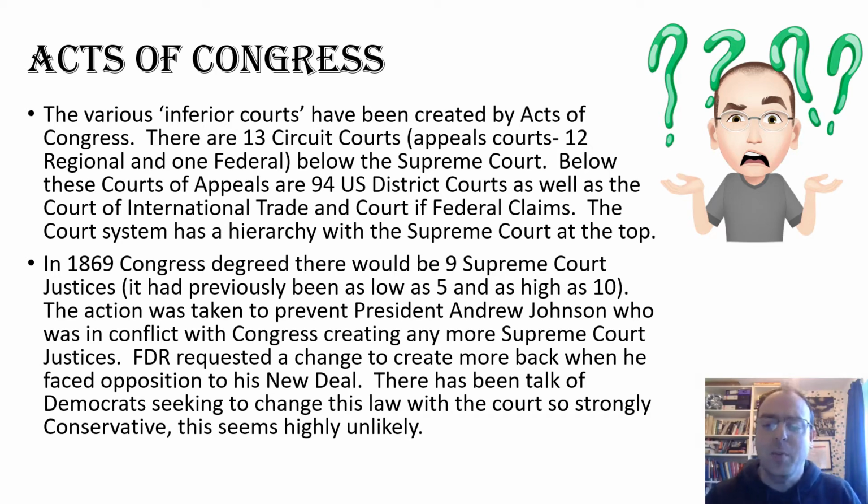Now, the acts of Congress that have played an important role, essentially they've been used to set up these inferior courts, and they've all been created by acts of Congress. There are 13 circuit courts. These are appeal courts. 12 of them are regional, 1 of them is federal, and they sit below the Supreme Court. Below the circuit courts or appeal courts, there are 94 US district courts, as well as the Court of International Trade and the Court of Federal Claims. The 94 districts also have bankruptcy courts as well.